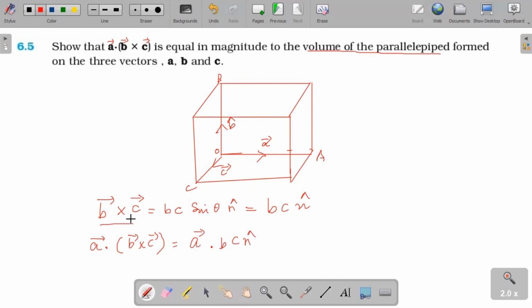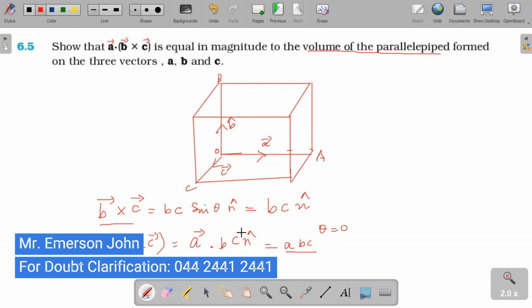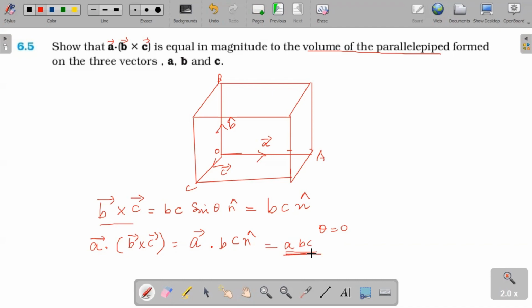We know B cross C, the direction of the cross product is perpendicular to B and C, and that will be in the direction of A vector, the n cap direction. Of course, for the dot product of two such vectors, the cosine becomes one. The answer will become A, B, C, which is the volume of the parallelepiped. So A dot B cross C is the volume of the parallelepiped.